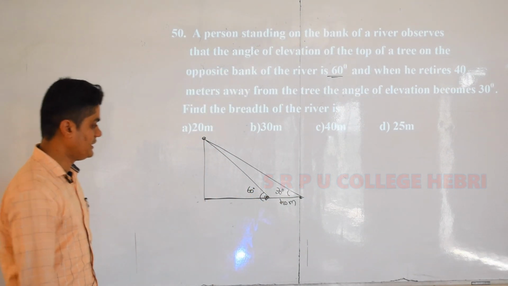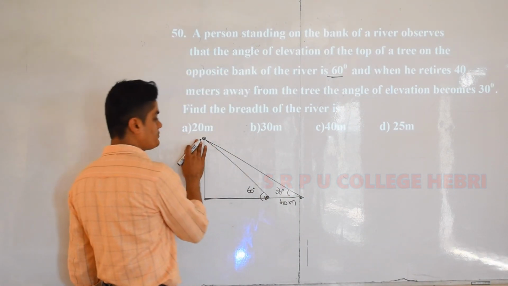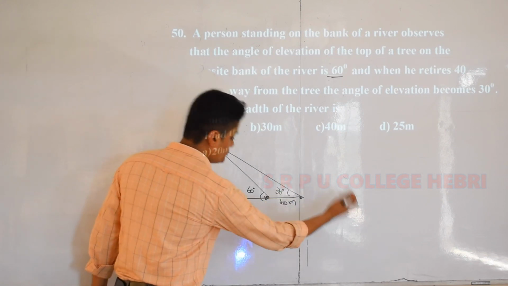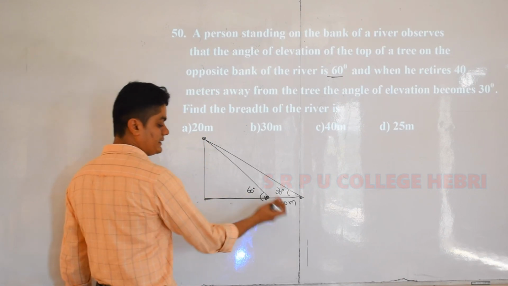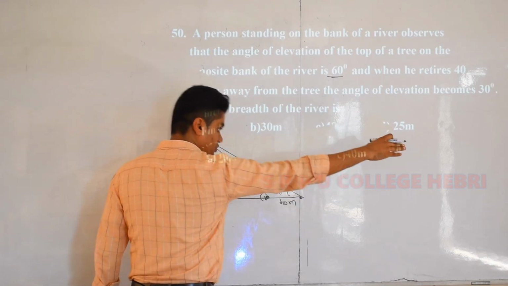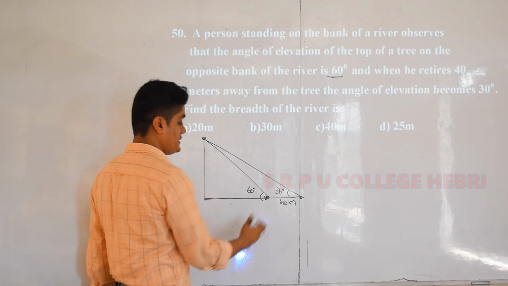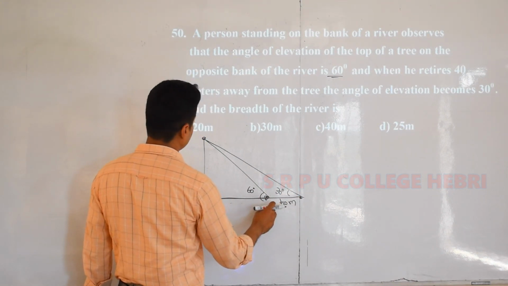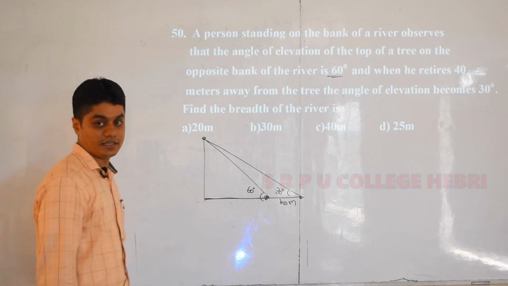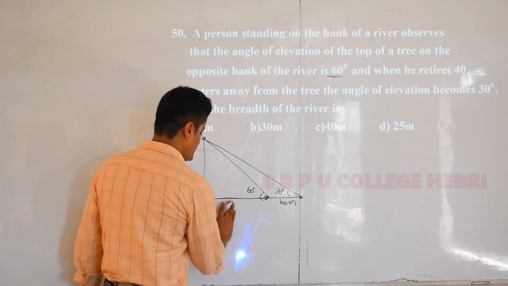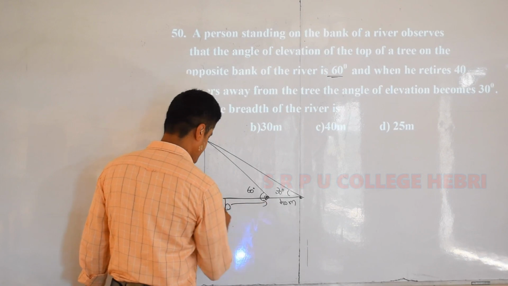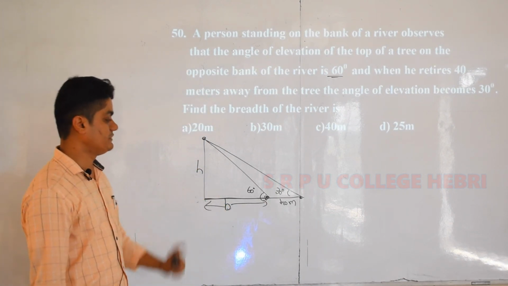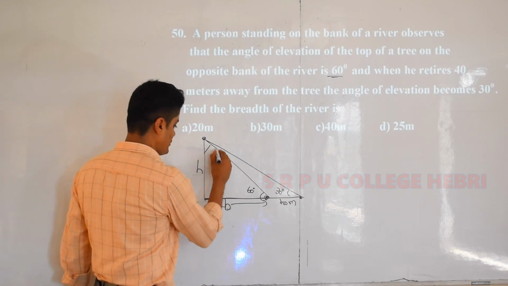So the diagram is understood, right? The person is standing here, he watches the object on the top of the tree, the angle of elevation is 60 degrees. Then he goes a little further, and the angle definitely changes, 100%. The angle decreases as you move away from the tree. So when he watches the same object after 40 meters away from the first position, the angle of elevation is 30 degrees. What is asked? The breadth of the river is asked. We don't know the height of the tree either, so let it be h, and the breadth will be b.